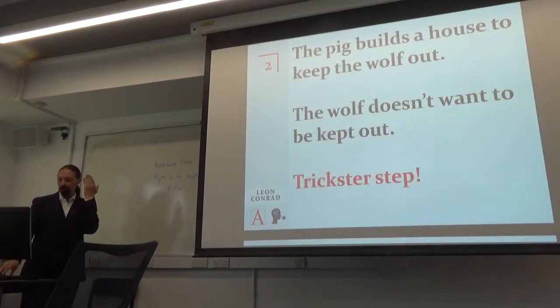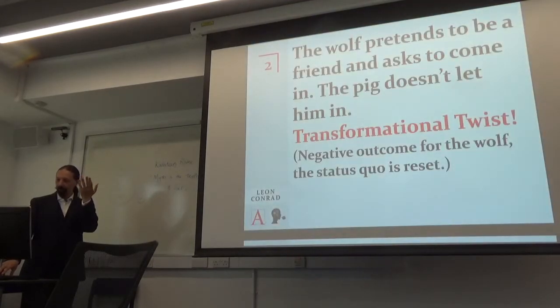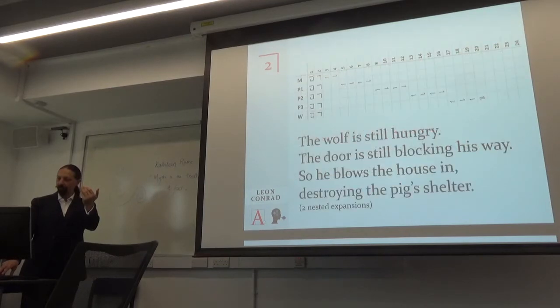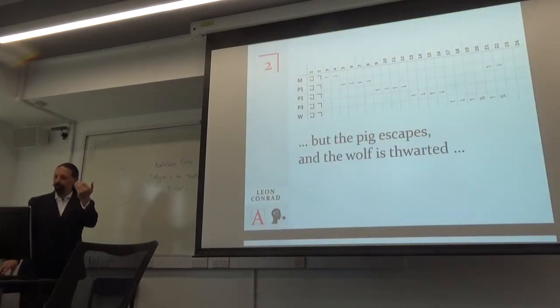Pig builds a house to keep the wolf out. Wolf doesn't want to be kept out. He asks to be let in. There's a transformational twist. I'm not going to let you in. There's a reset. They're still where they started. He blows the house in, destroying the pig's shelter. Wolf and pig come nose to tail. That's a meeting. Pig escapes, wolf is thwarted. That's a transformational twist.